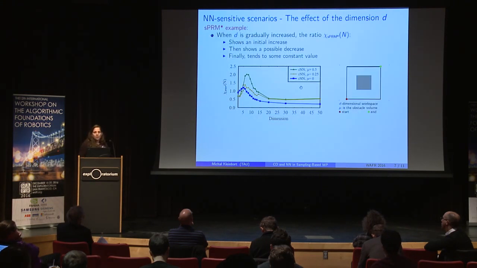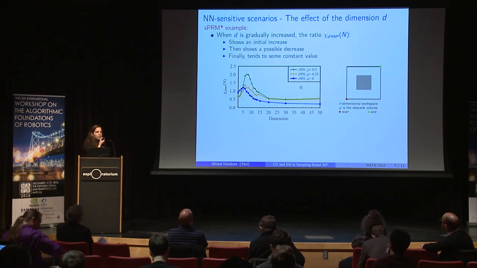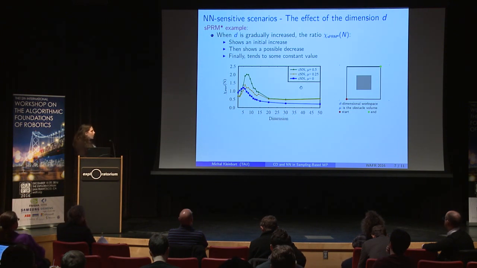For the SPRM star algorithm, we conducted a different experiment. Our workspace was the d-dimensional unit hypercube with a centered hypercubical obstacle of a fixed volume mu, and the robot was a point robot. And here there is a curious phenomenon that is explained in detail in the paper. We see that when the dimension d is gradually increased, the ratio first shows an initial increase, then it may possibly decrease, but it will finally tend to some constant value.